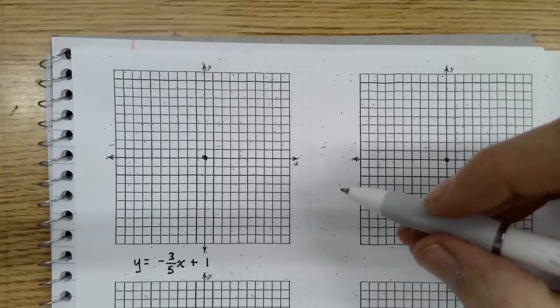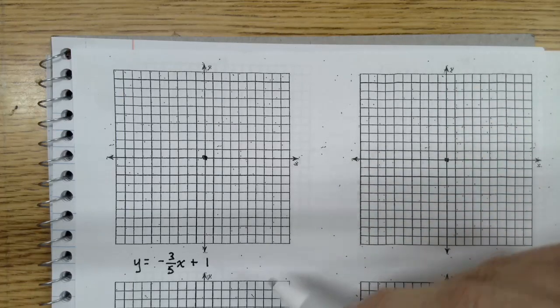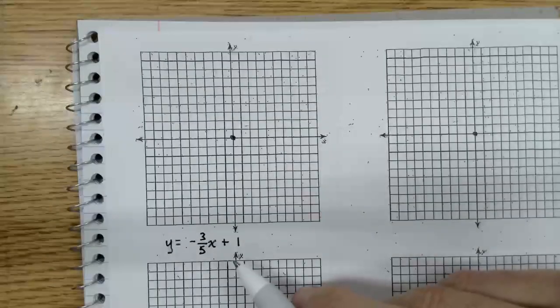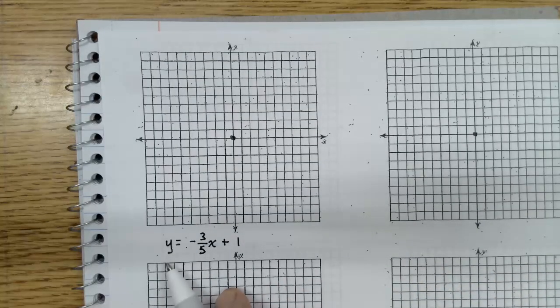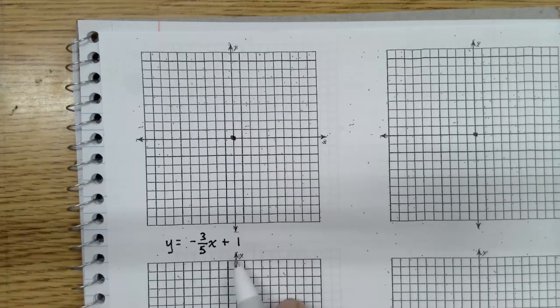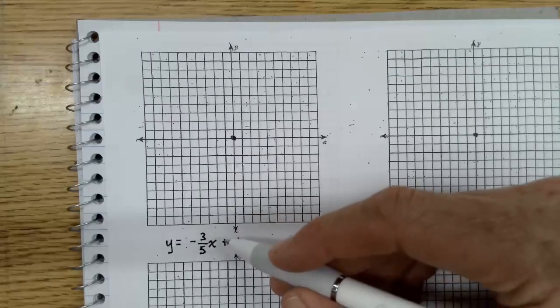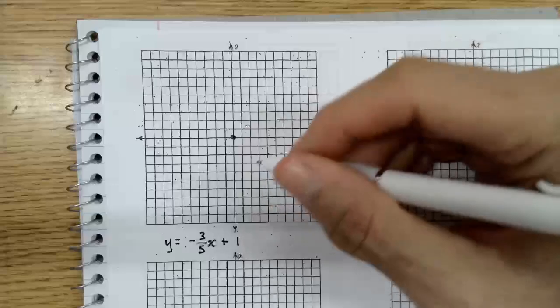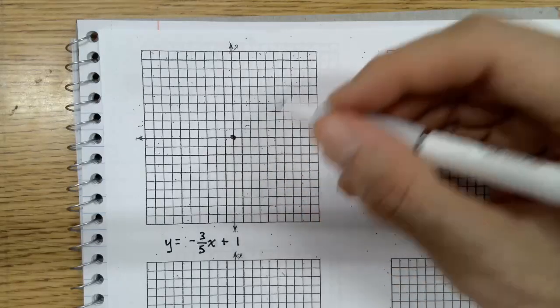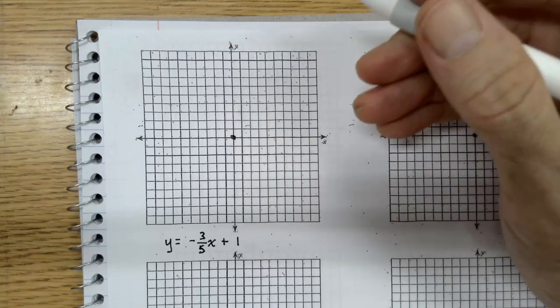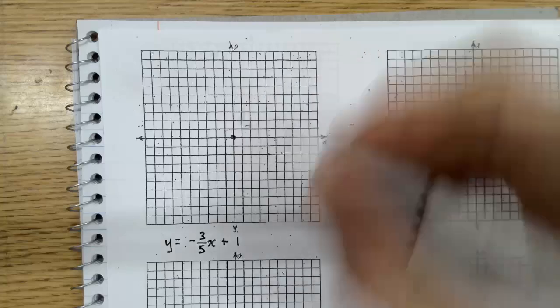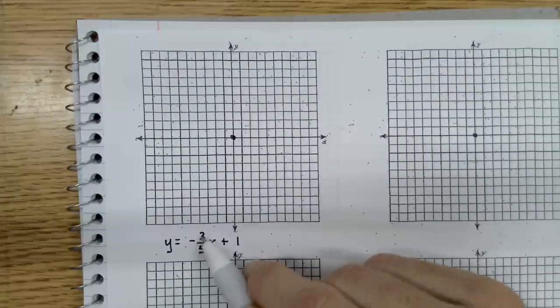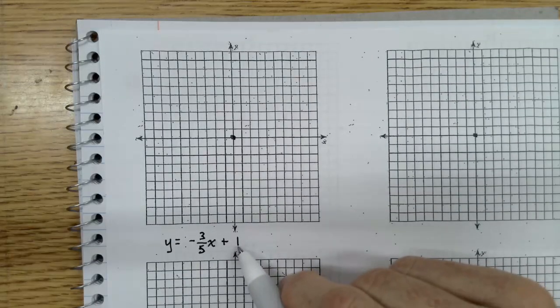Alright, so this is review, but we're going to go ahead and do some problems anyway. Problem 14, you're given the linear function y equals negative 3/5 x plus 1, and you're asked to graph the function. Alright, and then we're going to state its slope and y-intercept. So the slope is negative 3/5, the y-intercept is 1.